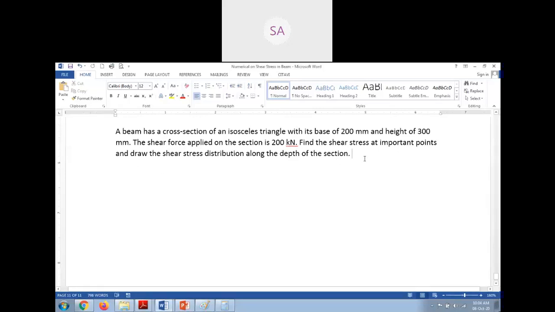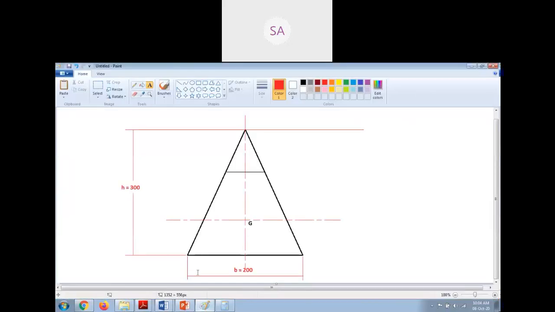Right. So this is the numerical. Based on the given data, this is an isosceles triangle. What is an isosceles triangle? Two sides are equal and it has a horizontal base, and two opposite angles are also equal. So I just draw the isosceles triangle. This is our given section. The base is 200 and the height is 300 millimeter.